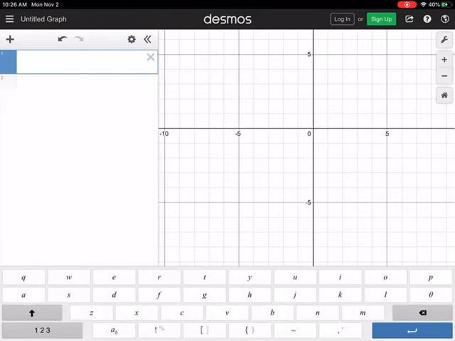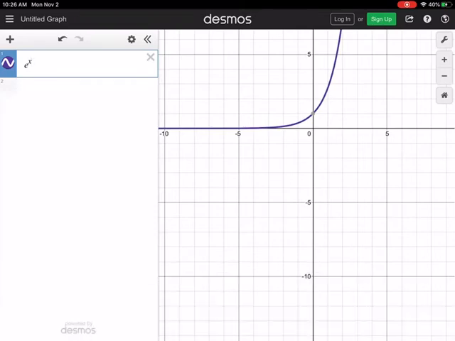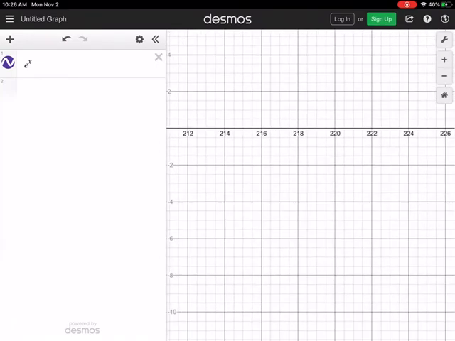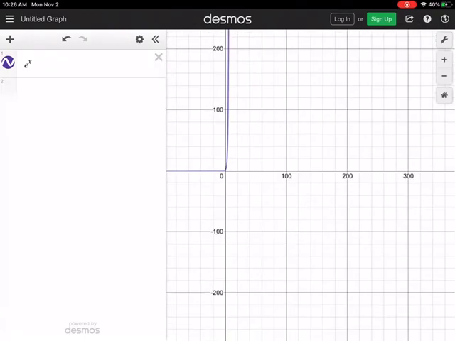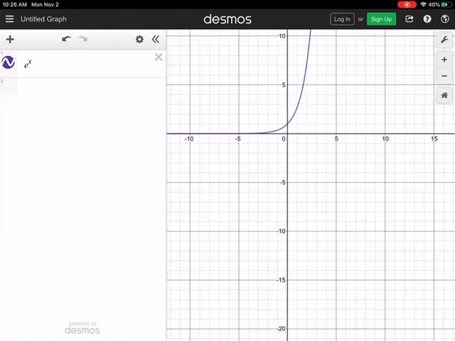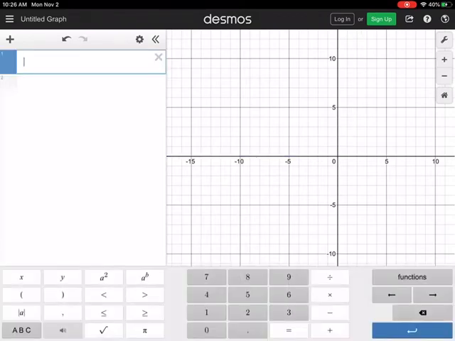Let's do exponential. So remember, the base was e to the power of x. So we're going to put our x. And then where does that start at? It starts at 0. Where does it cross? Where does that cross at? It crosses at the 1 on the y-axis. Good.